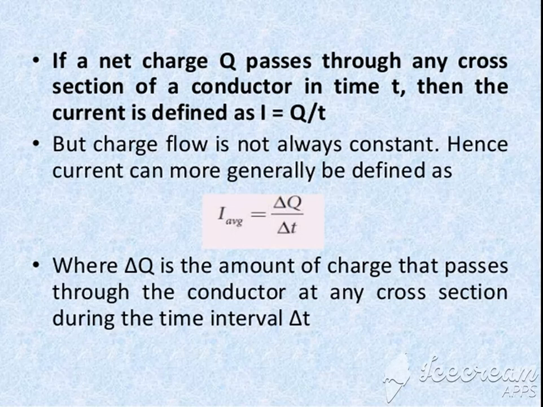So if a net charge Q passes through any cross section of a conductor in time t, then current is defined as I = Q/t. You already know this formula, as electric current was discussed in class 10th also. So I = Q/t, but charge flow is not always constant. Hence current can more generally be defined as I average = ΔQ/Δt, where ΔQ is the amount of charge that passes through the conductor at any cross section during a time interval Δt.